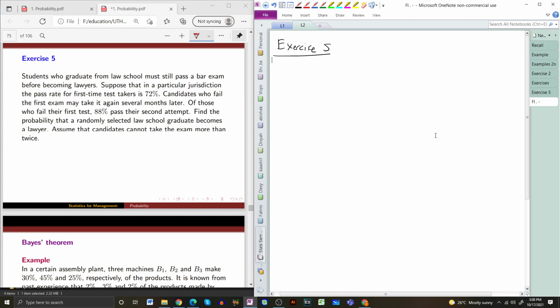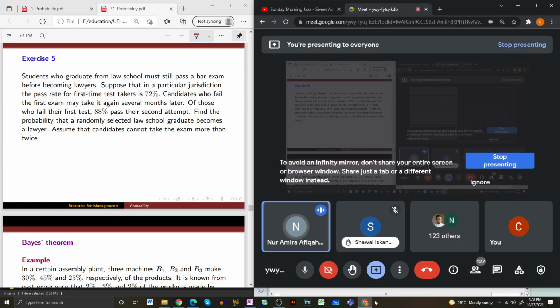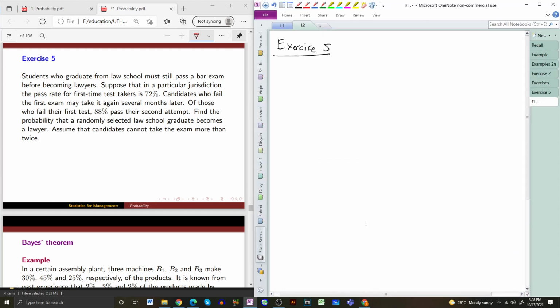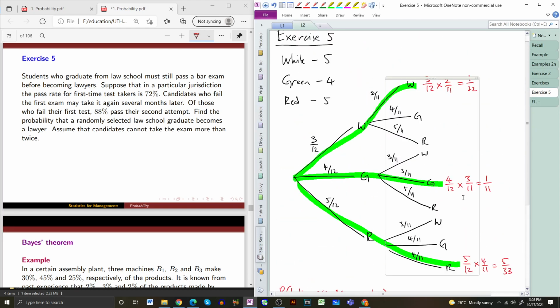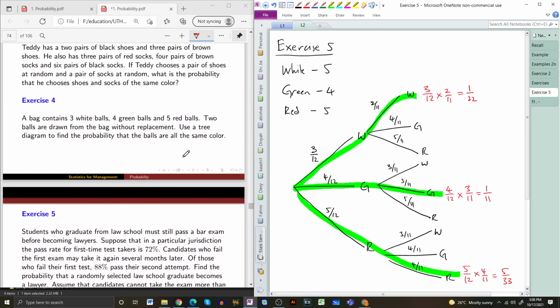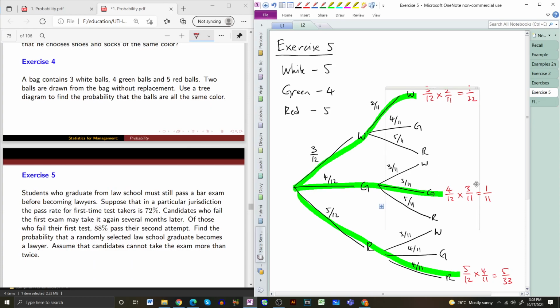Doctor, sorry for interrupting. I want to ask, why do we get 11, not 10? Because the question says pick 2 balls. Right, or am I wrong? The question says pick 2 balls, okay. Use a tree diagram. Two balls are drawn without replacement. So this is the first ball, this is the first ball, and this is the second ball. Oh.